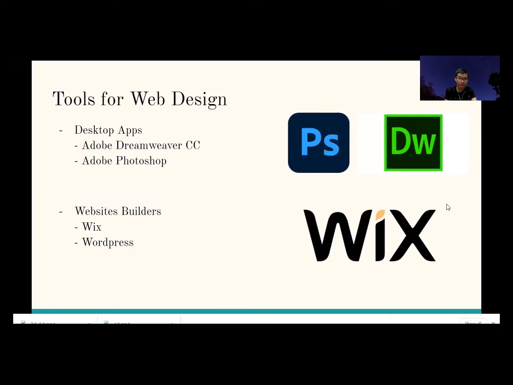So there are two types of apps or builders for web design. The first type is desktop apps, as we know, which are Adobe Dreamweaver or Adobe Photoshop. And for the website builders, which users can use to design a website directly online, there are Wix.com or WordPress.com.